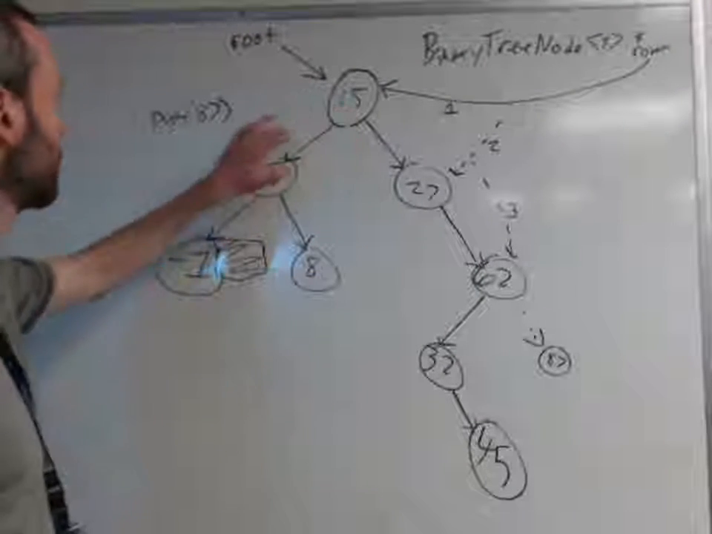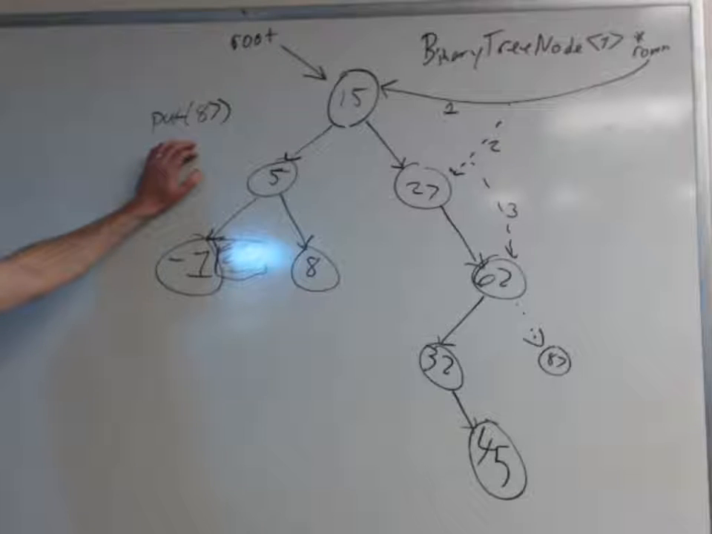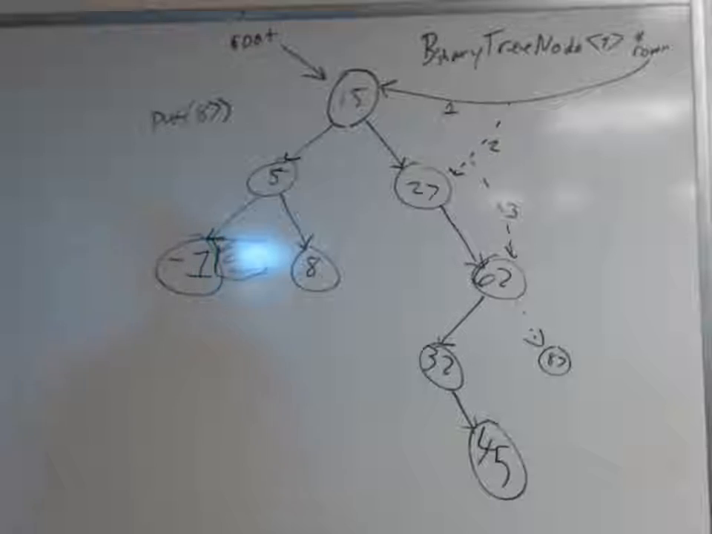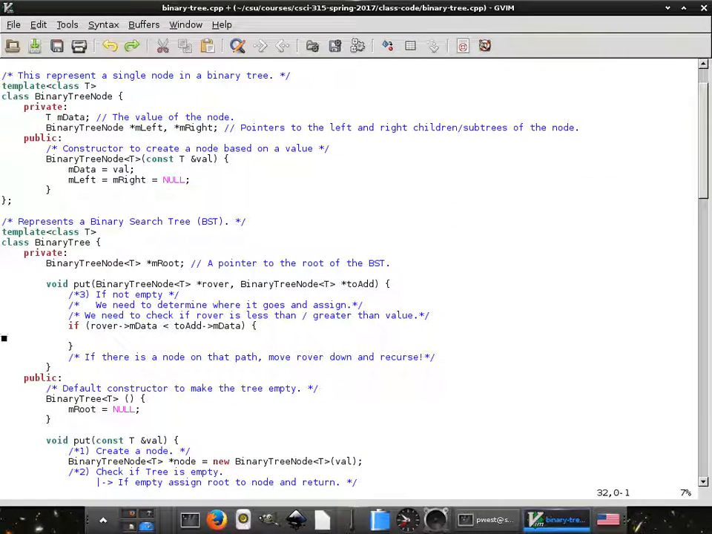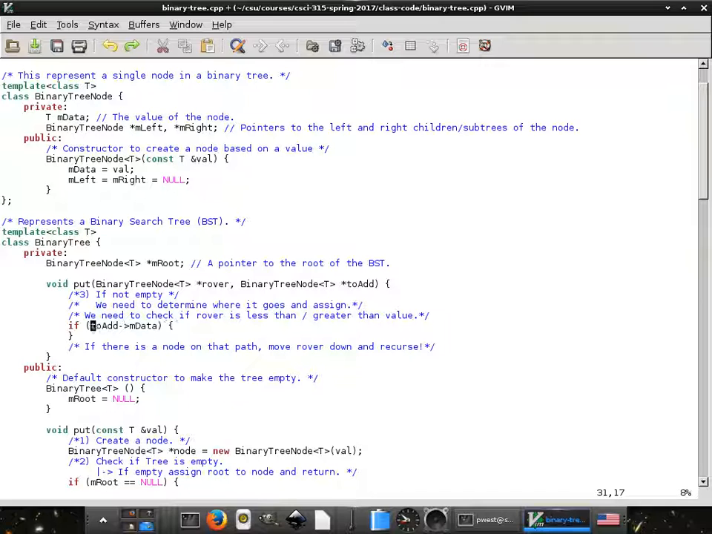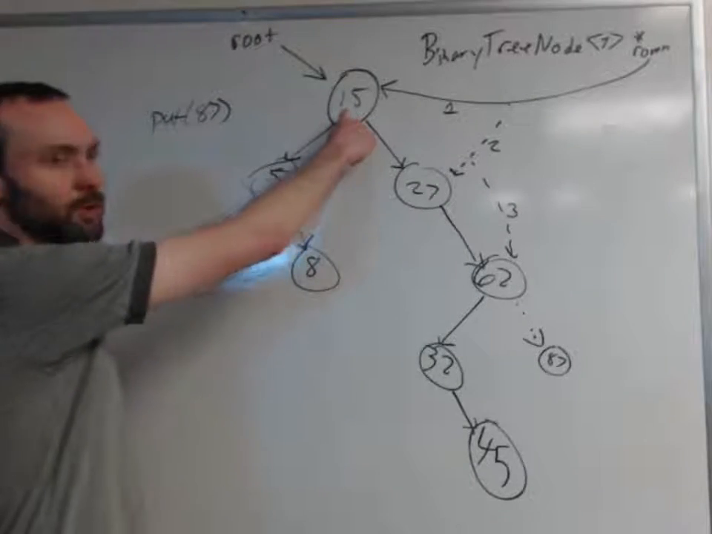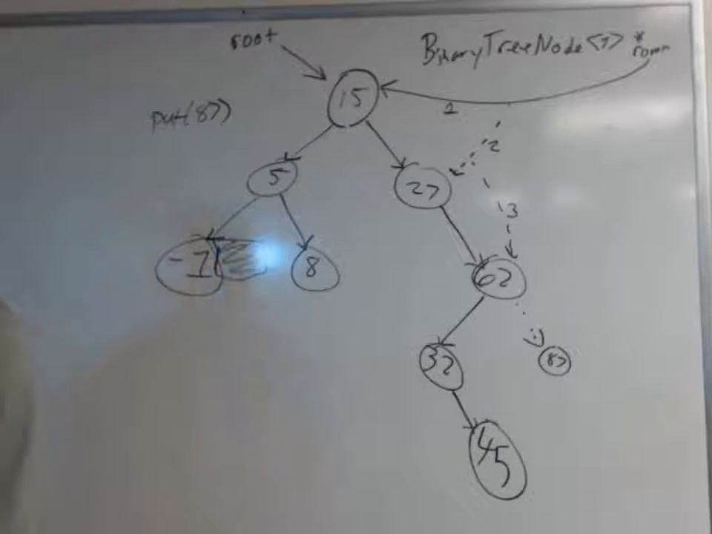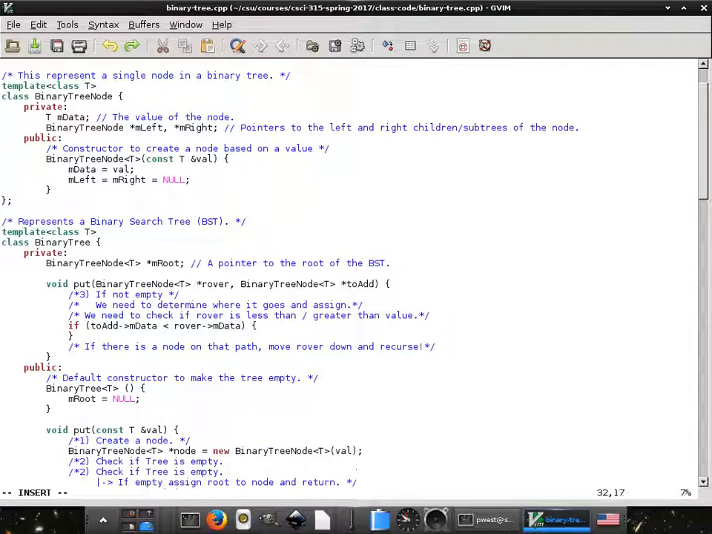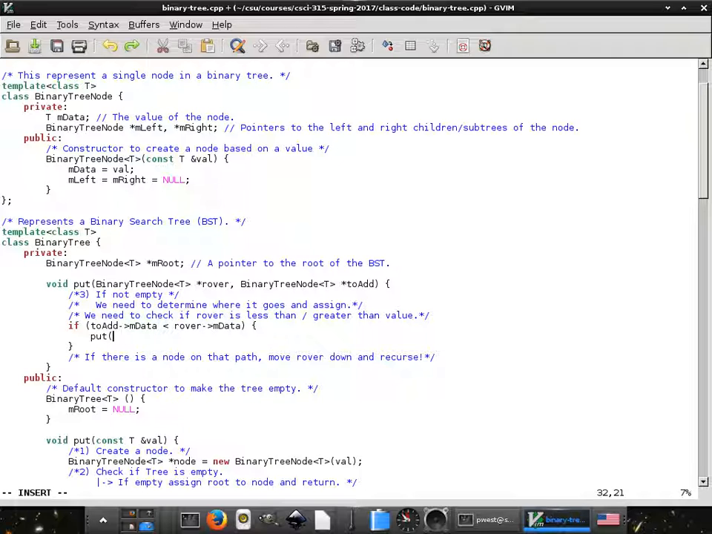If 15 is less than 87, which way do we need to go? Right. Okay, so let me type that the other way because I think I did confuse y'all with that. So if the data we want to add is less than rover.mdata, maybe that'll make more sense. Yeah. If this number is less than mdata, we want to go left. All right, that makes more sense. Okay, so then we just do put on rover-m left, comma, to add.